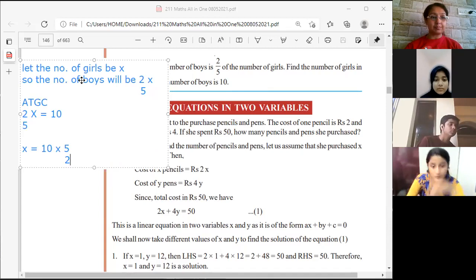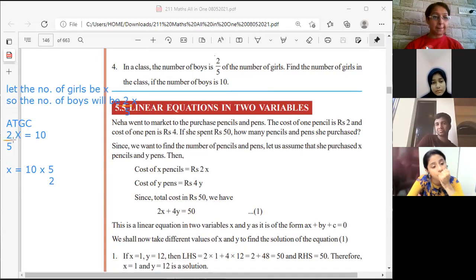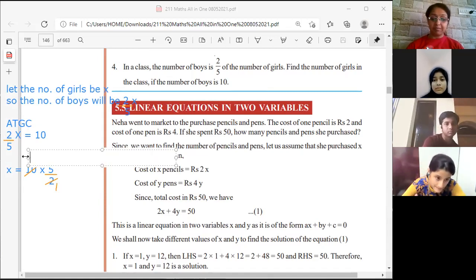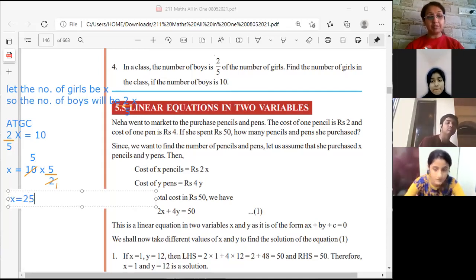Yes, tell me, bachcha log. See, I will do the cutting and show it to you. If I do the cutting, I will do 2 ones are. Okay, I will have 1 here, and that 10 is going to get cut. And what is it going to become? 5. So 2 ones are and 2 fives are. What is 5 fives are? 25. So my answer is going to be 25.